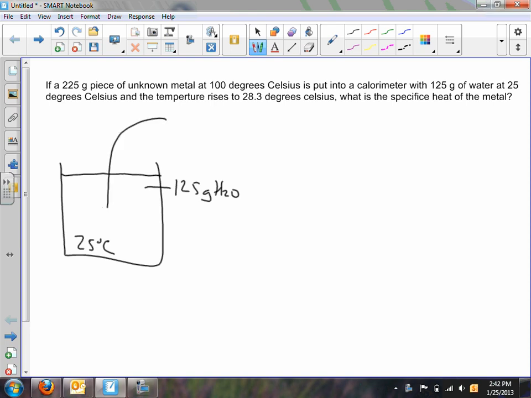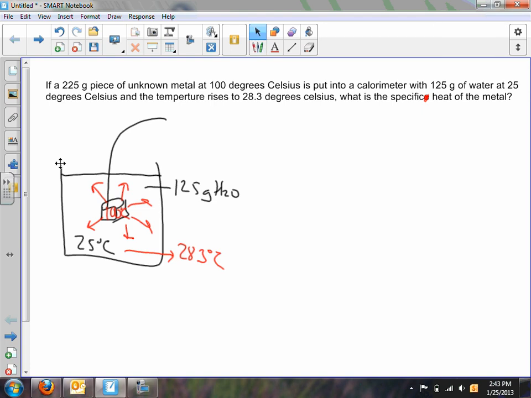When I add this hot metal, which was 100 degrees, it's going to lose its heat to the water. So the metal will cool, the water's temperature will rise until eventually they both reach 28.3 degrees Celsius. And from this, we want to figure out what the specific heat of the metal is.